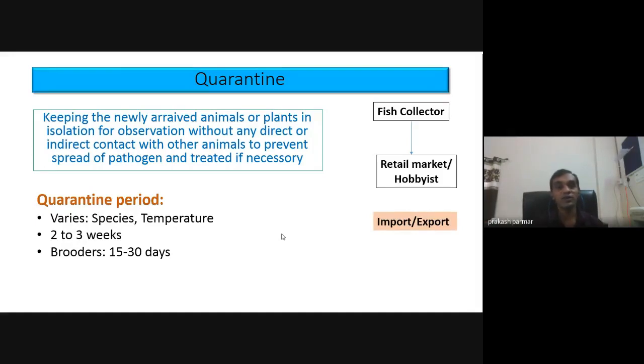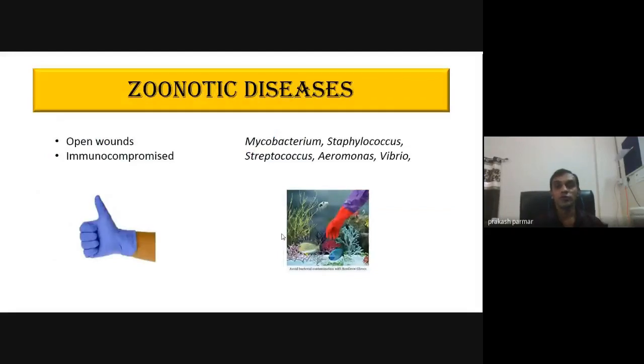Again, the quarantine periods vary based on the species and temperatures. Generally, the quarantine period is 15 to 21 days. This is just common practice. For brooders, it is a little longer, so keep them for 30 days. So this is about the quarantine system, and about the health management of the fishes. So we can manage the health, and we can prevent the entry of pathogens into the system. So that is about the management of diseases in fishes.